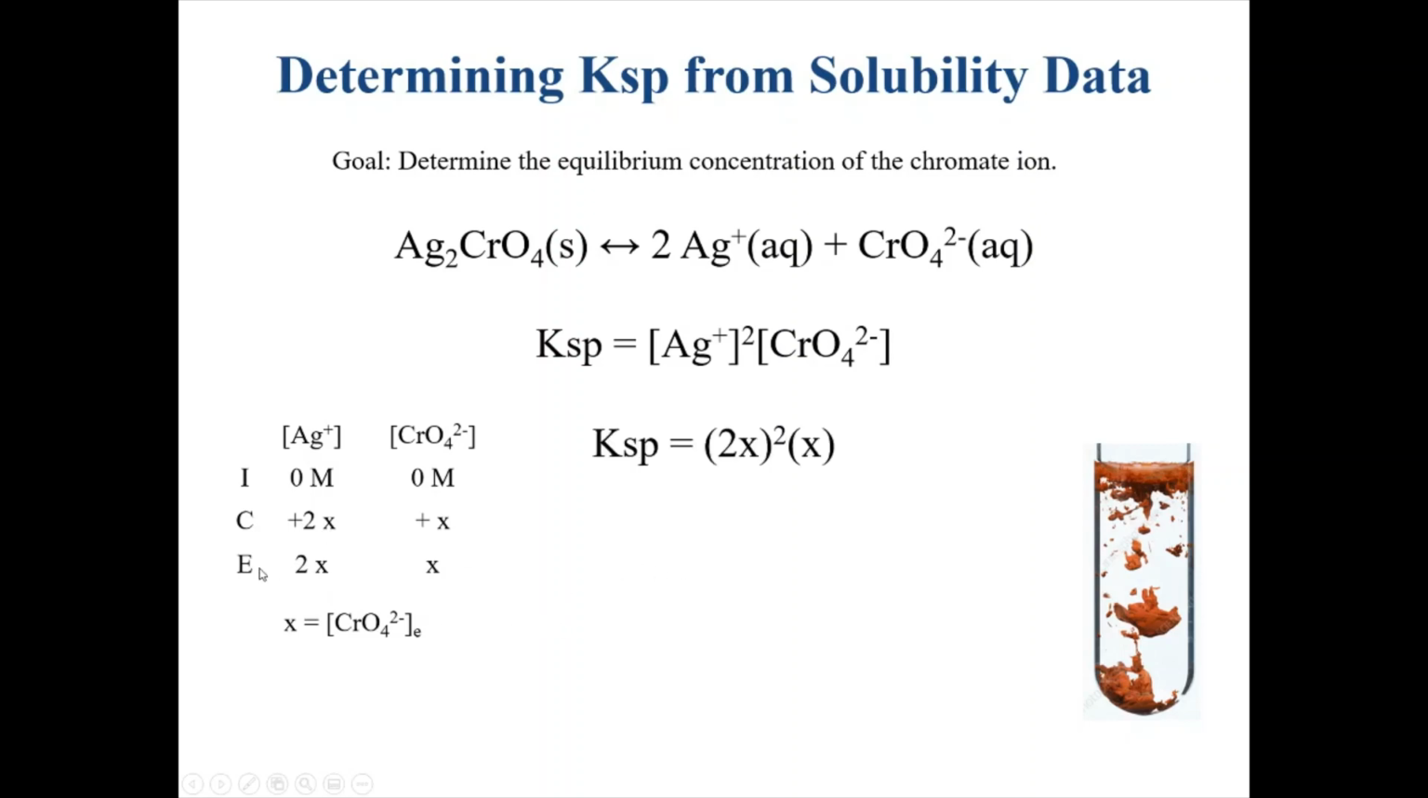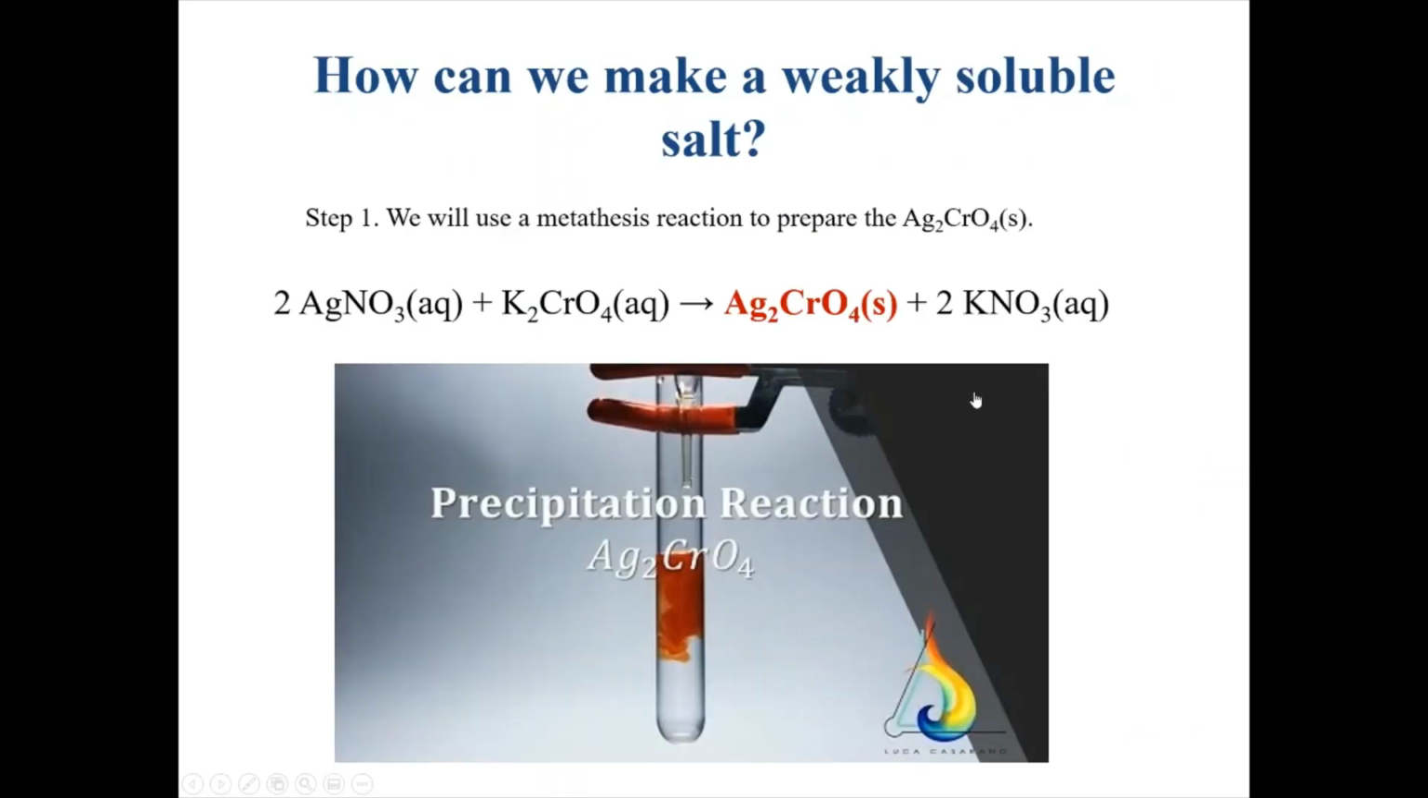So we can plug these values from equilibrium into the KSP expression, where we have 2x squared and we have x. Now if you do that carefully, if you do 2x squared, we have to square the 2 and we have to square the x, so we get 4x squared. And then we multiply that by x, which gives us 4x cubed. So if we know the concentration of chromate, again, we know x, and we can therefore get the KSP. So that's why our goal today is to determine the equilibrium concentration of the chromate ion.